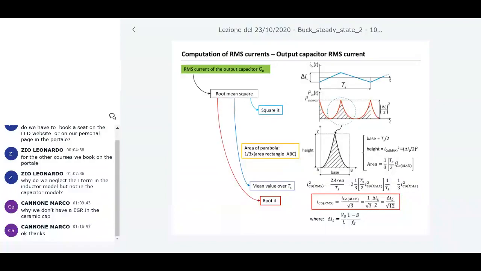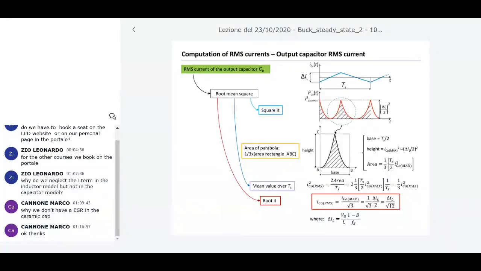Okay. So let me continue this lecture by defining some methods by which you can compute, sometimes in a rigorous way, some other times in an approximate way, the root mean square value of the currents flowing in the various branches of the converter. Okay.